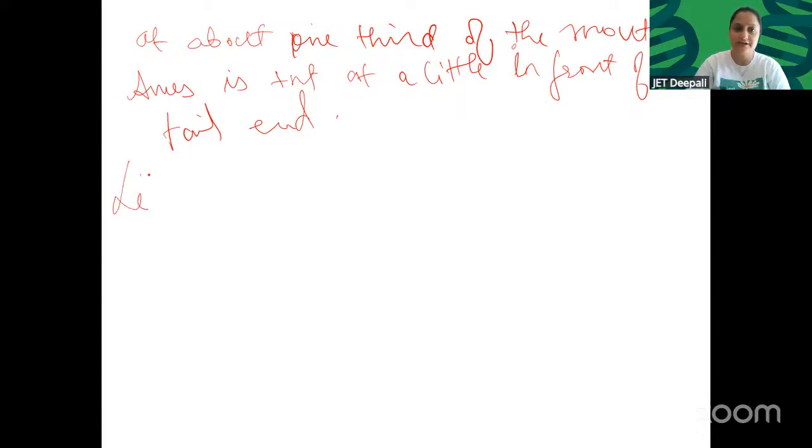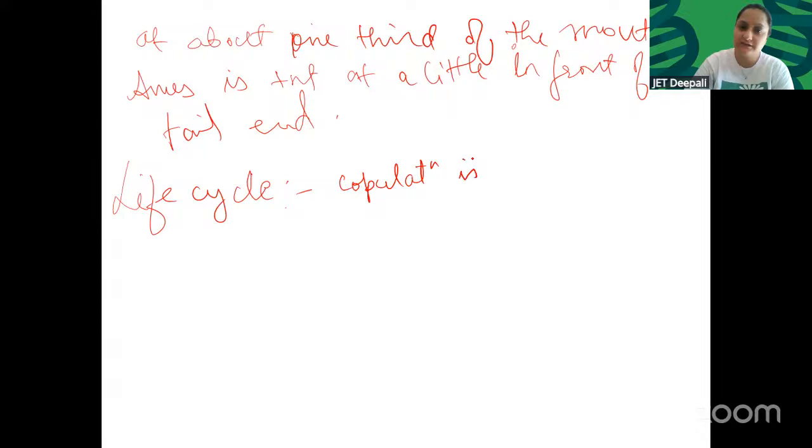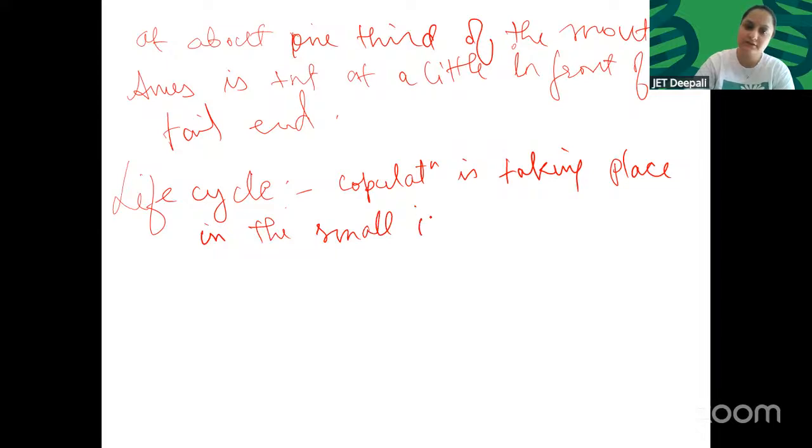So, what is the life cycle of Ascaris lumbricoides? Copulation takes place in the small intestine of a human being. I will not write man.